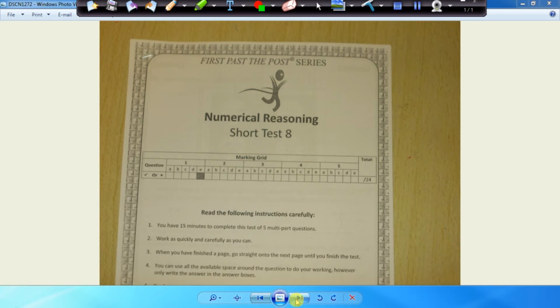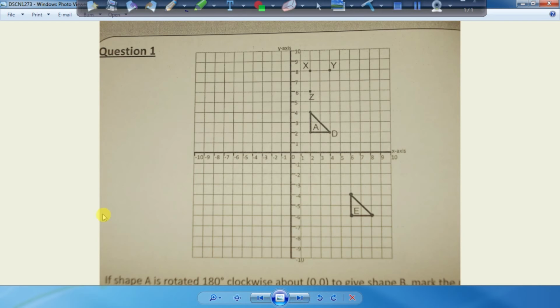Question number 1. We are given Cartesian coordinates. We have the x and y axes and all 4 quadrants, so the positive x, the negative x, the positive y, and the negative y. Let's see how we work with these.